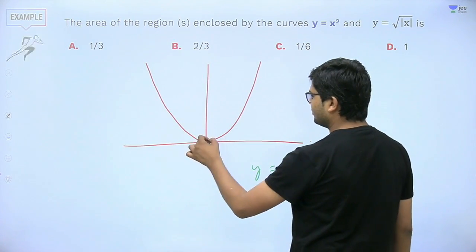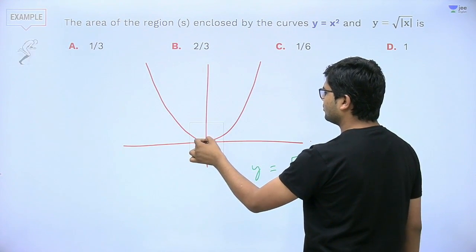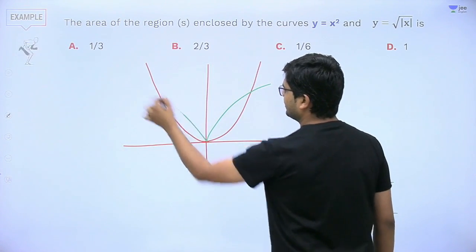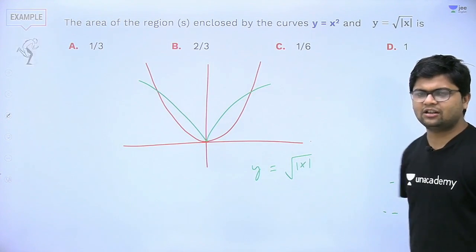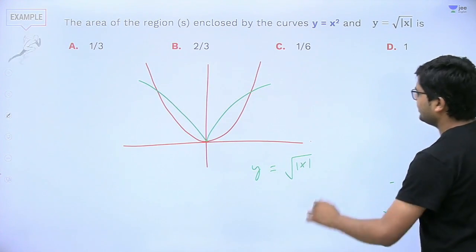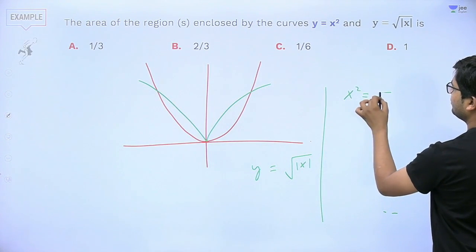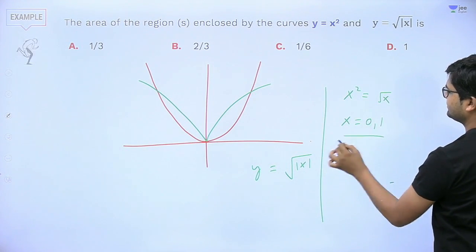Now as I know, y equal to x square has a graph something like this. So y equal to root x will have something like this, and since it is symmetric about the y-axis, in the negative direction it will also have the same graph. And if you want to find the point of intersection, just solve x square equal to root x. You will find the points as 0 and 1.